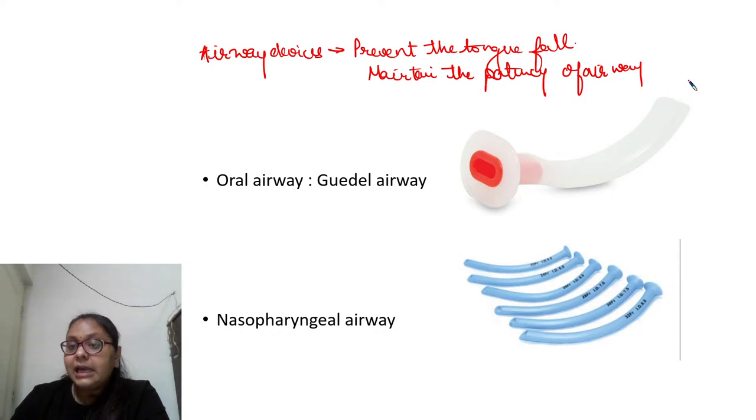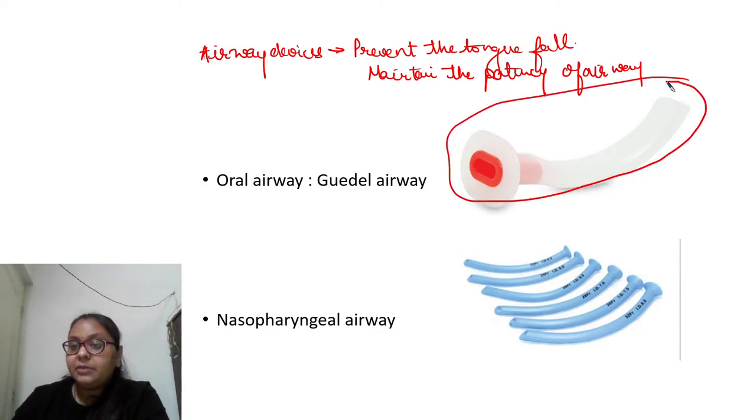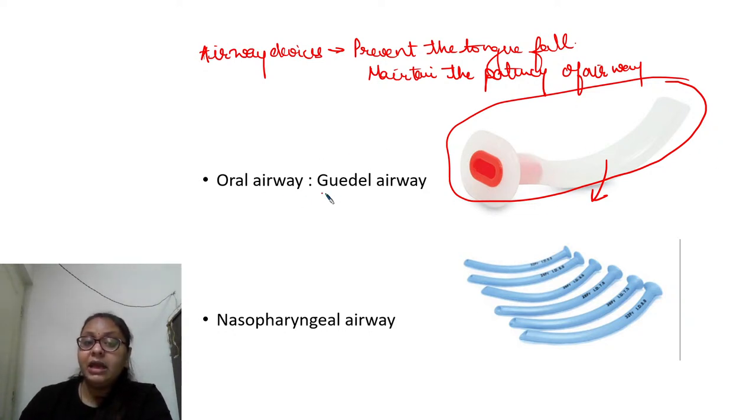Okay, so this can be an image-based question. What is this? This is the Goodell's airway, which is the oropharyngeal airway. This image-based question can come. Remember, this is Goodell's airway, the oropharyngeal airway.